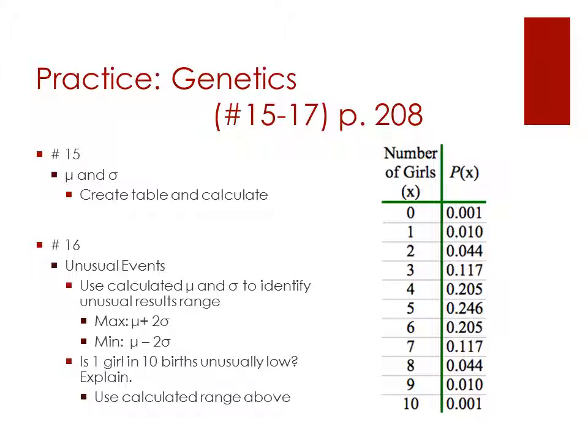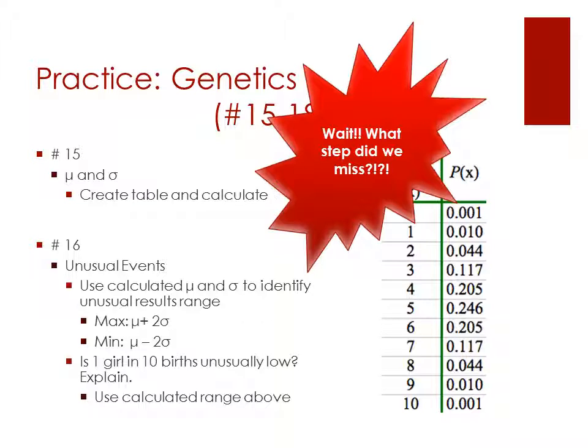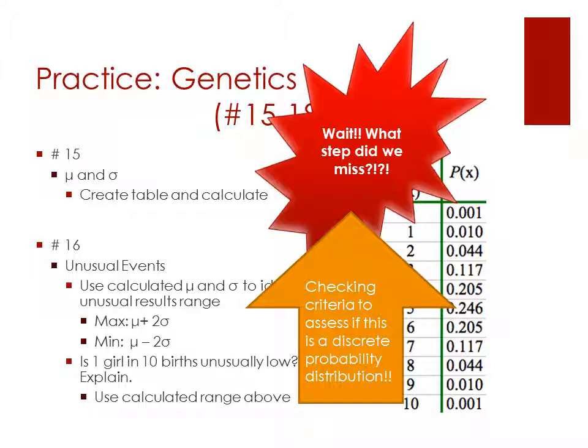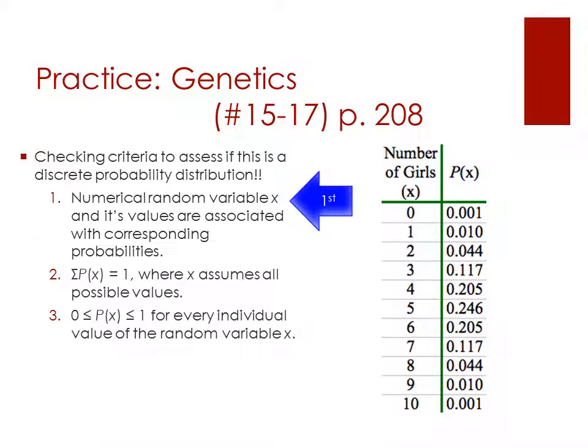So first of all, here you have number 15. We have our x and our P of x, and we need to calculate our mean and our standard deviation. So we need to create a table and calculate those values. However, wait, we have missed a step. What step did we miss? We need to check our criteria to assess if this is indeed a discrete probability distribution before we go any further. So let's do that right now.